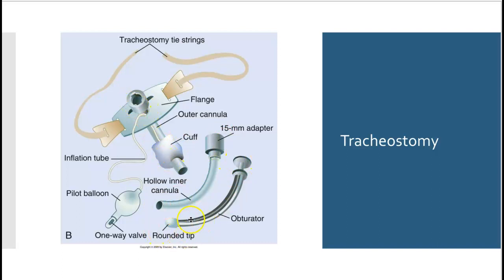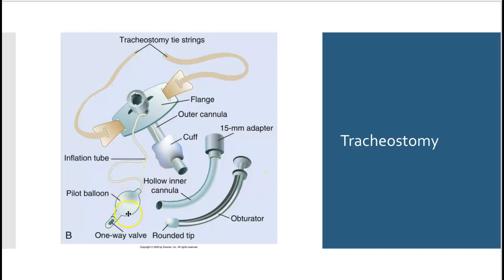The obturator is inserted into the tracheostomy tube to help with placing the tube in the trachea. It helps to provide a smooth surface to guide the tube into the airway without damaging the inner lining of the trachea. But you have to remove it right away once you get it in there, because notice that it's got a rounded tip and there's no way for air to pass through it. So you will suffocate your patient if you leave that obturator in there.